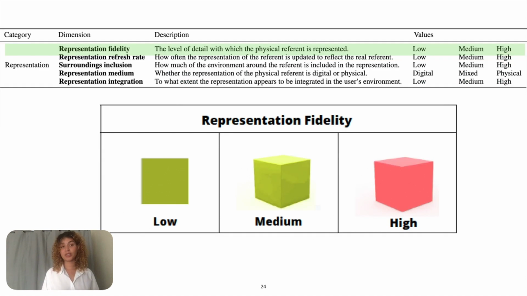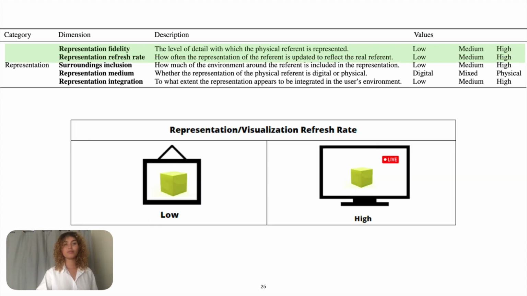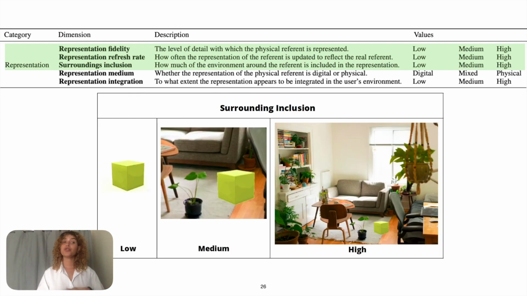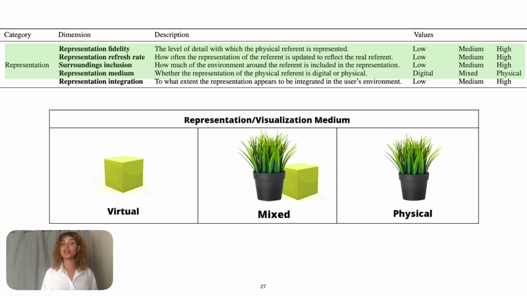Now, the representation category. Representation fidelity refers to the level of detail with which the physical referent is represented. The representation refresh rate refers to how often the representation of the referent is updated to reflect the real referent. The surrounding inclusions refers to how much the environment around the referent is included in the representation. The representation medium refers to whether the representation of the physical referent is digital or physical.